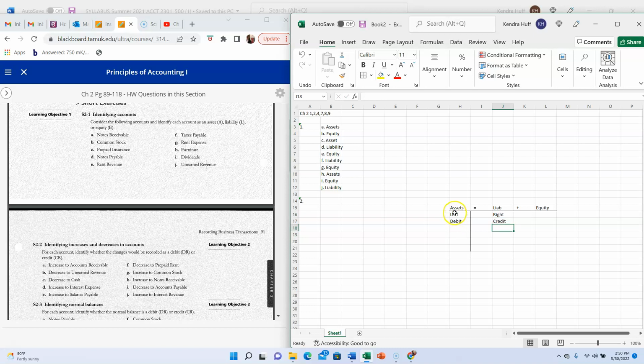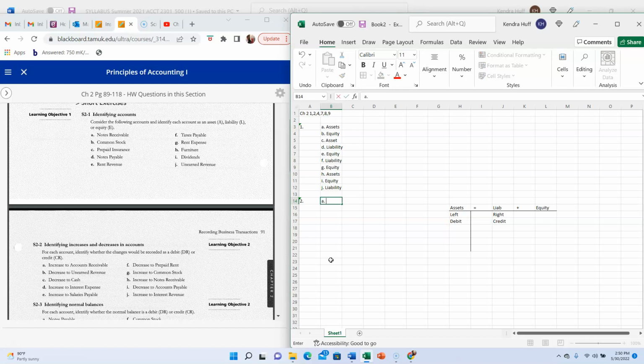And then if you need to increase an asset, it's done with the debit because they're on the left side. If you decrease it, it's with the credit because that's on the opposite side. And then liabilities and equity are the opposite. Since they're on the right side, they're increased with the credit, and then they're decreased with the debit. So you need to know what type of an account it is, if it's an asset or a liability or equity, and then are you increasing or decreasing it to further say if it's a debit or a credit.